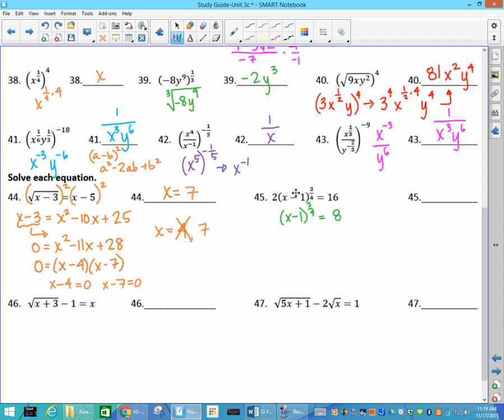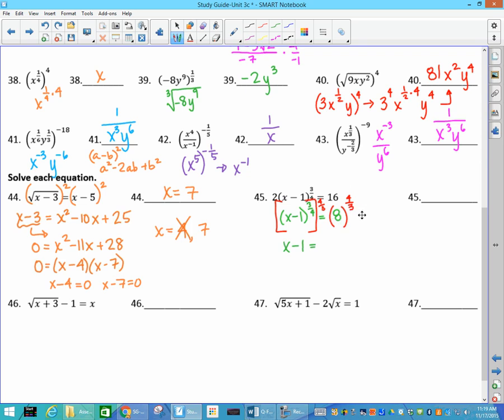Okay, and now I am going to raise it to the power suggested by my index. I'm going to raise this to the 4/3, because I have to do the same thing to both sides of my equation. When I do it over here, that gives me 1, because any number times its reciprocal is 1. So x minus 1, and 8 to the 4/3.